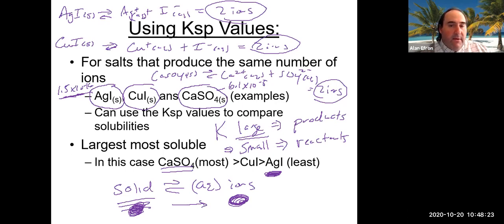So there is sort of an exception here. Again, you can look at the KSP values for things that have the same number of ions that are produced. So that also means that if you are trying to compare things that do not produce the same number of ions, you cannot use the KSP value. So you do have to actually do the calculation.